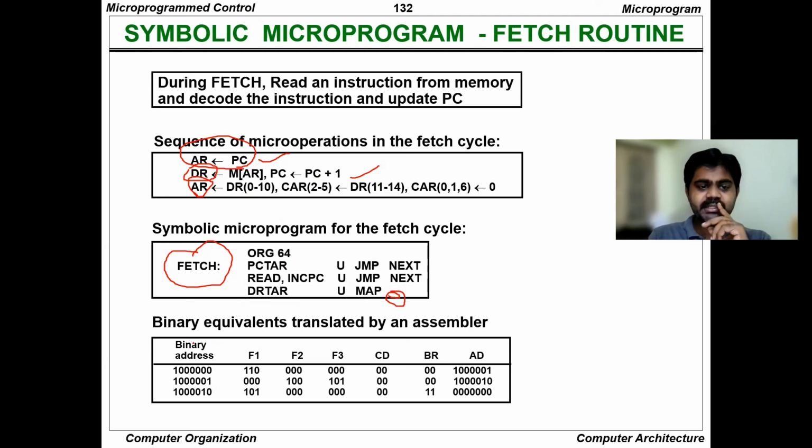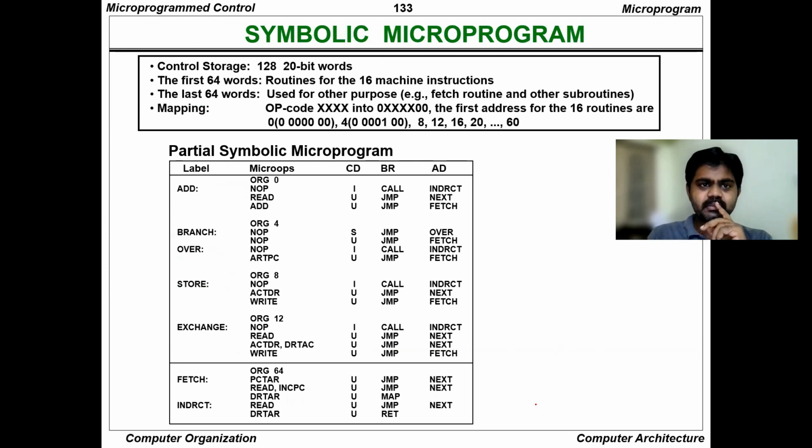So these are the binary equivalents translated by an assembler. For example, 1000000. Your address is 7-bit, this is 7-bit, this is 2-bit, 2-bit, 3, 3, 3. In this way we can get the binary equivalents translated by an assembler. So this is a symbolic microprogram. The control storage is 128 words. As we discussed, it contains 20 bits: 7, 2, 2, 7 plus 2 is 9, 9 plus 2 is 11, 11 plus 3 is 14, 14 plus 3 is 17, 17 plus 3 is 20. The first 64 words contain routines for the 16 machine instructions, and the last 64 words are used for other purposes.